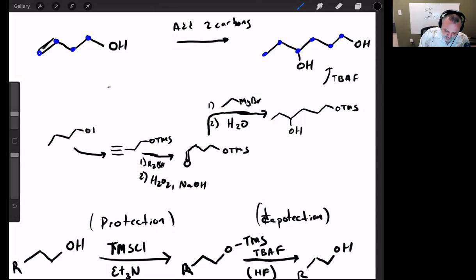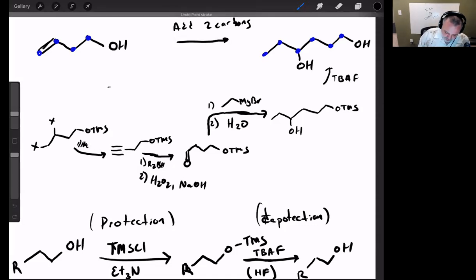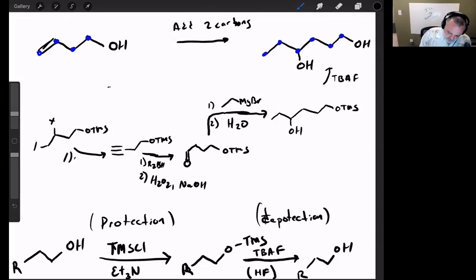There's my O, TMS. And what do you eliminate? You eliminate a dihalide. And you do that with sodium amide. I know this is small. Let me back that up and write it in another location. Sodium amide and water because it's terminal.